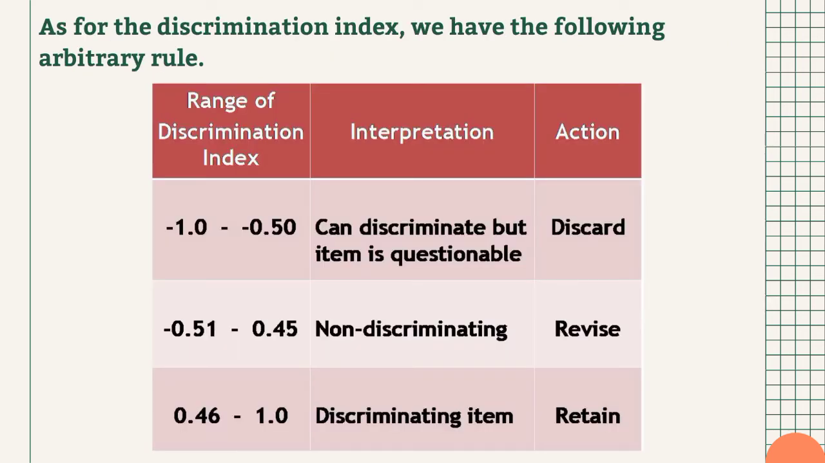As for the discrimination index, we have the following arbitrary rule. Range of discrimination index negative 1.0 to negative 0.50, our interpretation, can discriminate but item is questionable. Action is discard. Negative 0.51 to 0.45, our interpretation is non-discriminating, our action is revise. 0.46 to 1.0, our interpretation is discriminating item, and our action is retain.